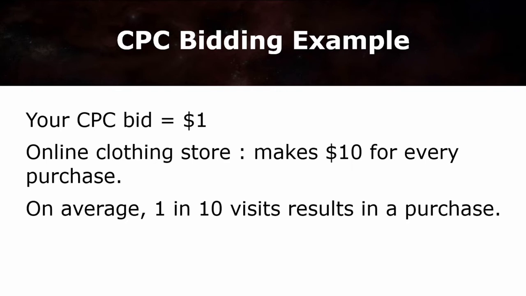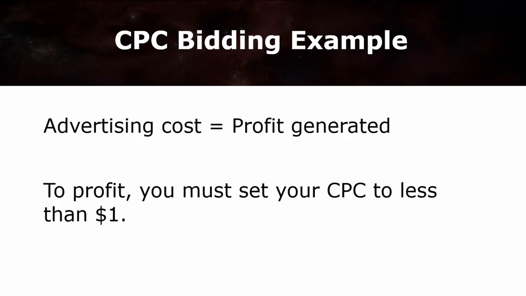You own an online clothing line shop and you make $10 from every purchase, and on average, 1 in 10 visits results in a purchase. As a result, you only break even as your advertising cost is equal to the profit you generate. Therefore, to gain profit, your CPC should cost you less than $1. Hence, choose a bid amount that works for you and the campaign that you're aiming for.